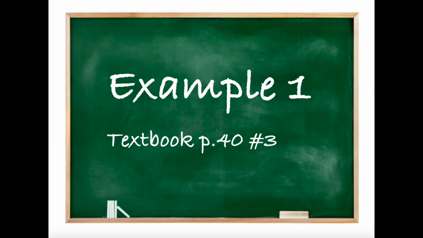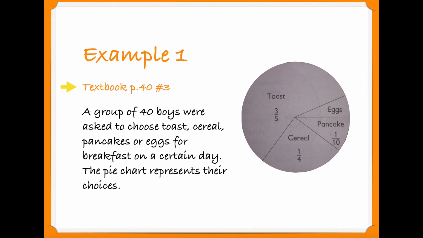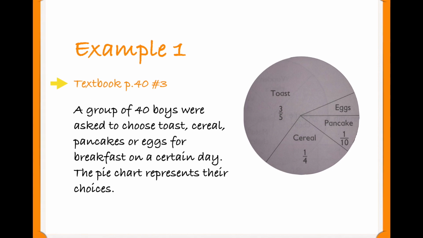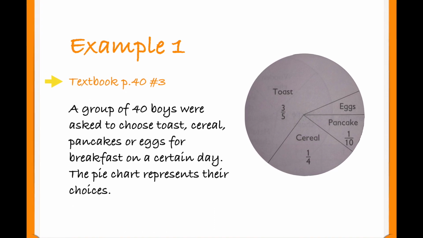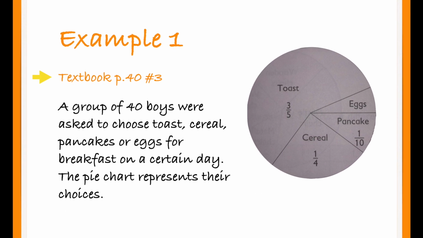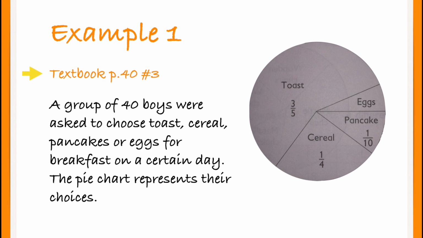Example 1, textbook page 40, number 3. A group of 40 boys were asked to choose toast, cereal, pancakes, or eggs for breakfast on a certain day. The pie chart represents their choices. Based on the graph, we can tell that the options were toast, eggs, pancakes, and cereal.